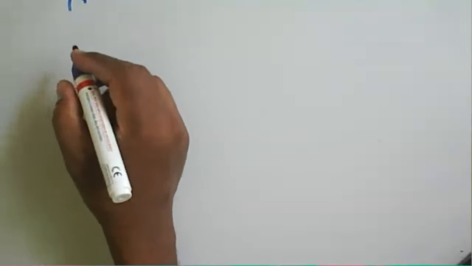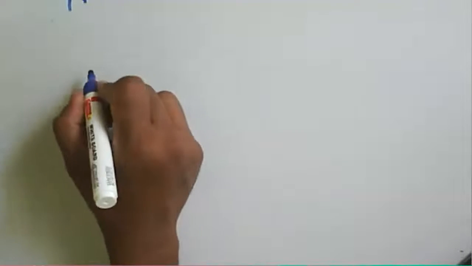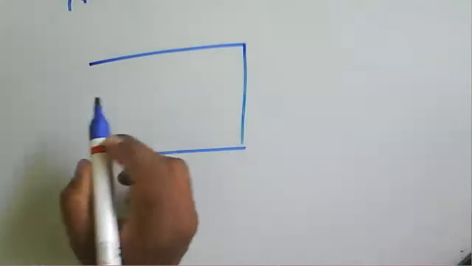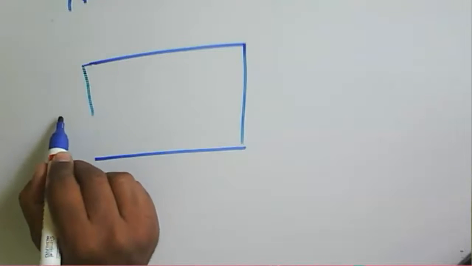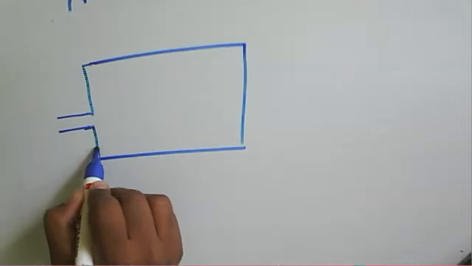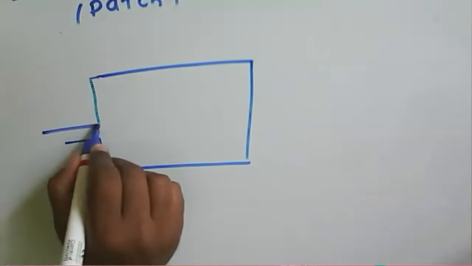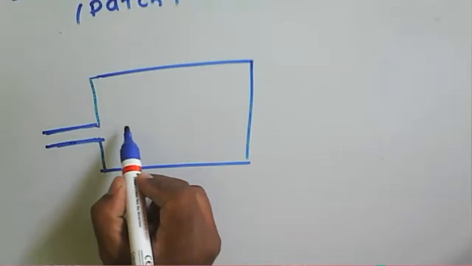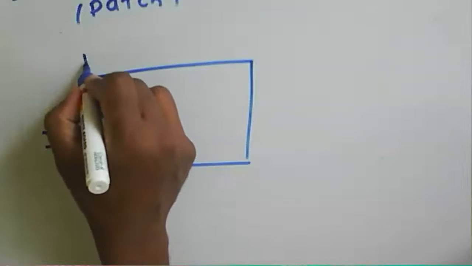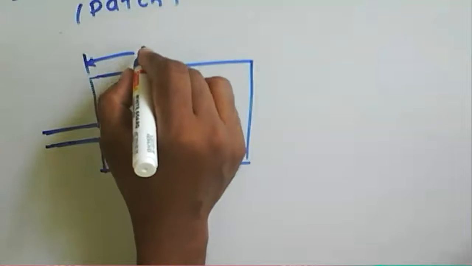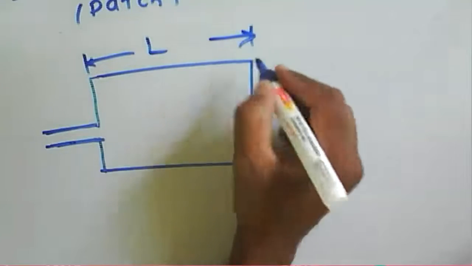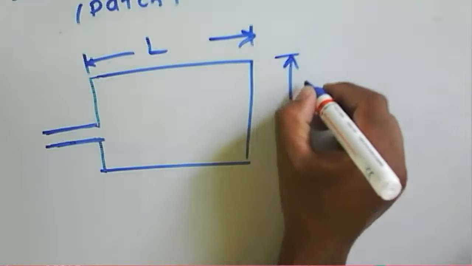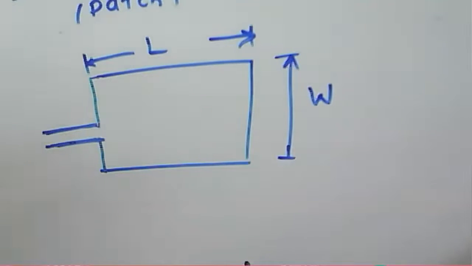Then, for the given microstrip patch, I'm going to draw the patch now. Not the full antenna, I'm just going to draw only the patch. This is your patch, and this is a strip line used to feed it. Now, what will be the antenna here? That antenna has a length L, and the width of this antenna is W.